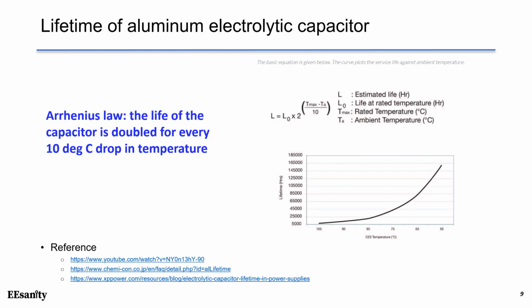We showed this picture before, so this is the estimated lifetime of aluminum electrolytic capacitor. The rule of thumb is the life of the capacitor is doubled for every 10 degrees C drop in the temperature. Therefore, the operating condition, such as the temperature, is very critical for the lifetime of aluminum electrolytic capacitor.